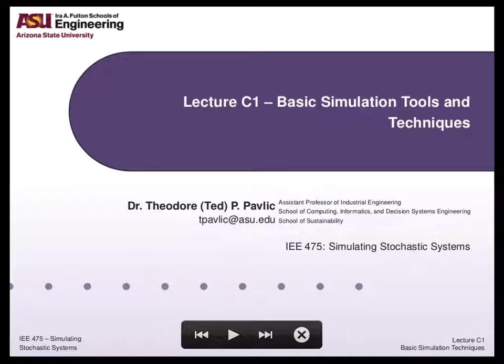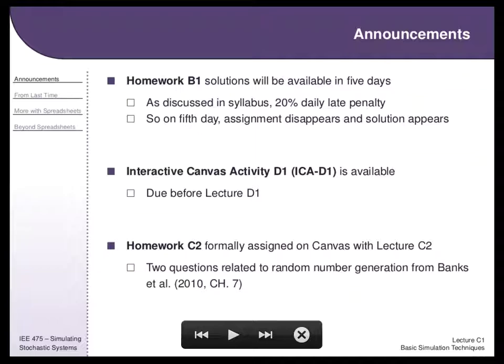All right, so the homework solutions should be available. The homework was technically due Tuesday, right? So the solutions will be available like 5 days from that. That way it's that 20% per day thing. And they should really be released automatically on Canvas.